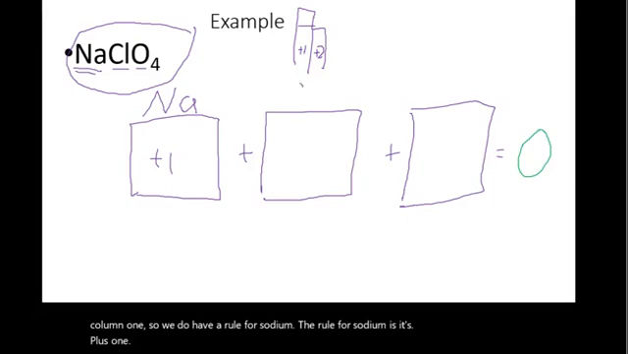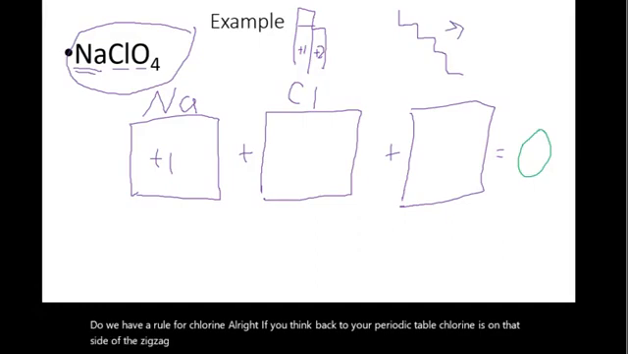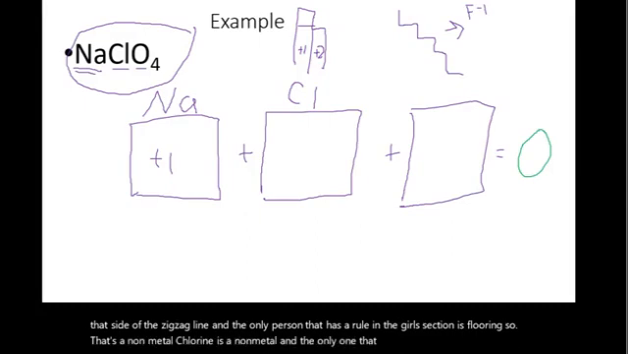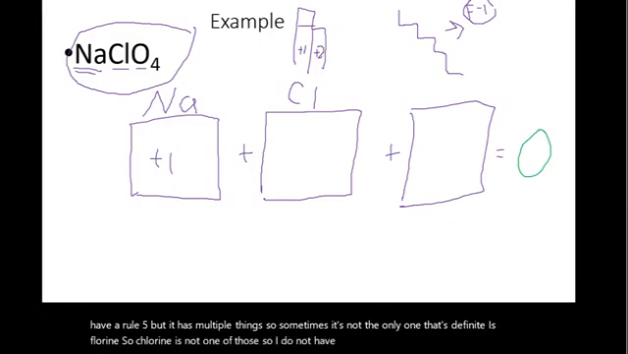All right. Do we have a rule for chlorine? If you think back to your periodic table, chlorine is on that side of the zigzag line. And the only one that has a rule in the nonmetal section is fluorine. Chlorine is a nonmetal, and oxygen does have a rule, number 5, but it has multiple things, so sometimes it's not definite. But the only one that's definite is fluorine. So chlorine is not one of those. So I do not have a rule for chlorine.